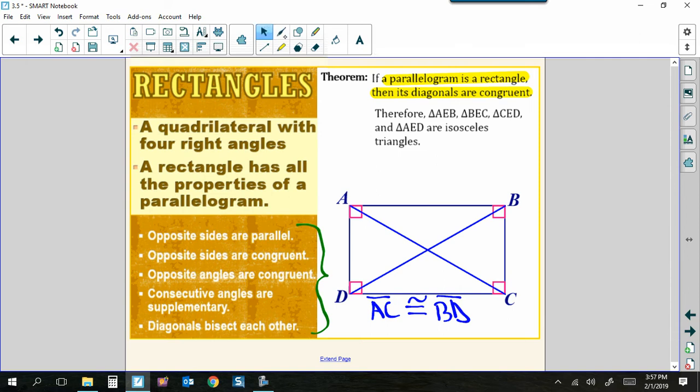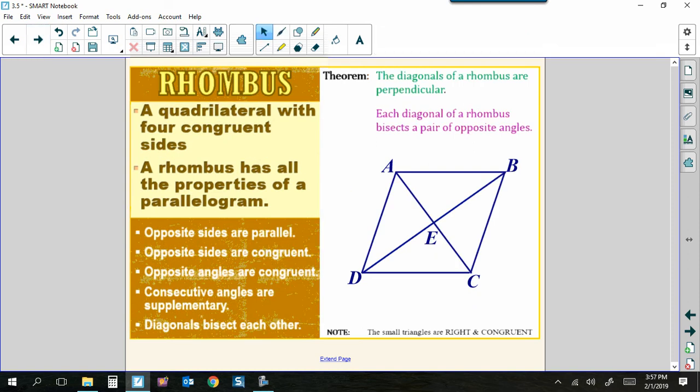Because the diagonals bisect each other, you know this is a midpoint based on this criteria right here. Now you know the entire length is the same, so what we're making is a bunch of isosceles triangles here, which opens up a whole new can of worms for things we now know about the angles within our rectangle. Okay, next. Our next one is a rhombus.